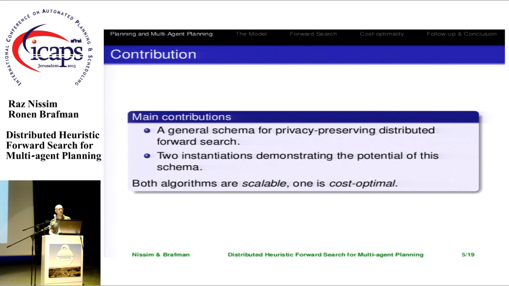The main contribution of this work is a general schema for privacy-preserving distributed forward search to solve this multi-agent planning problem. And we show two instantiations of this schema. Both are scalable and one is cost optimal. And as a little added bonus, we found a pruning technique which is applicable also in single agent planning.